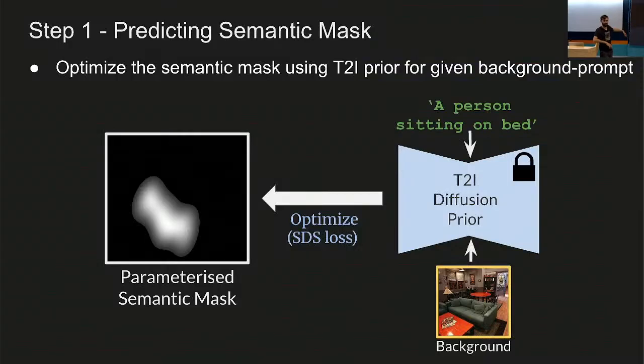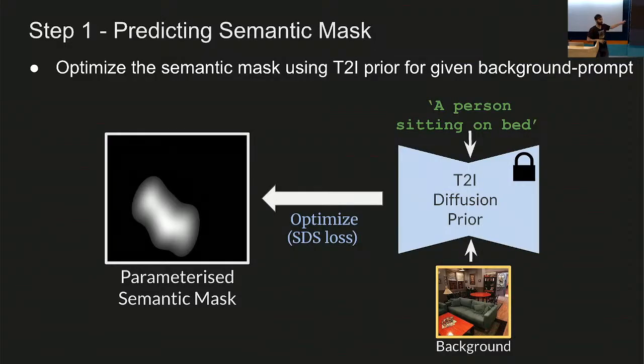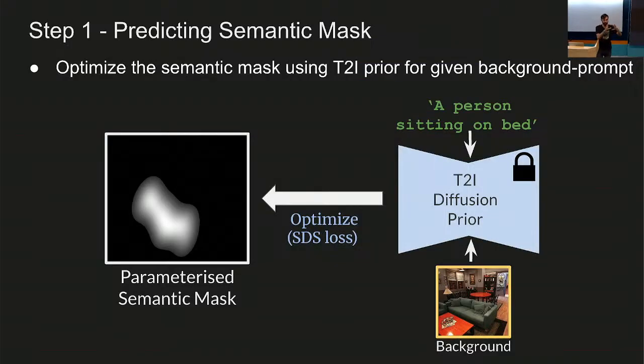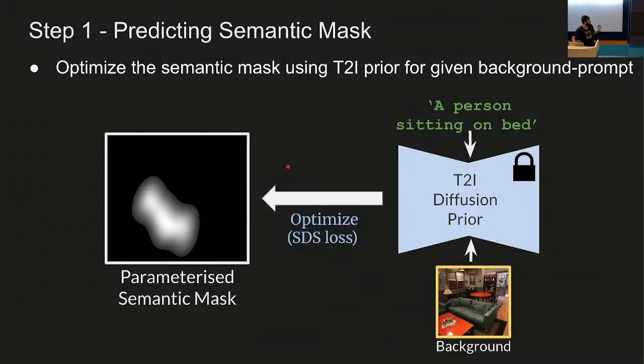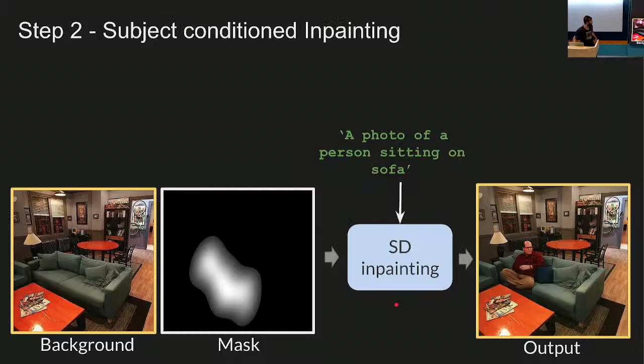As the mask is constrained with the Gaussian blobs, it cannot become the full image, cannot become the full white mask. It is constrained spatially, so it will just capture only a few pixels. We optimize for a few iterations and then it generates the mask following this prompt on this background. Okay. That was the first step, getting the mask.